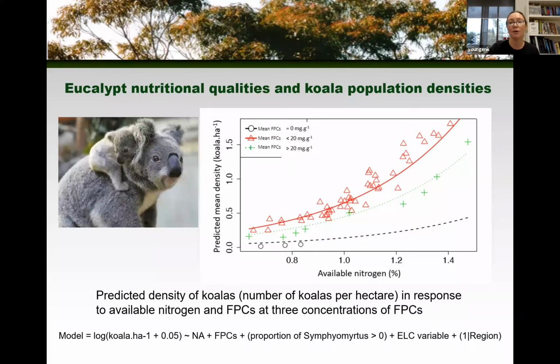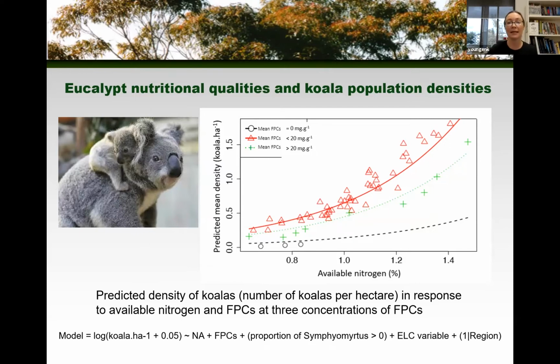Formylated phloroglucinol compounds, FPCs, are a class of plant secondary metabolites made by some of the koala's favorite eucalypts. In high enough concentrations, though, they deter feeding. You can see this effect in the green line on the graph. This line includes transects where the average concentration of FPCs was above the amount we expect to have a noticeable influence on food intake. Population densities at these sites were lower than what would have been expected if we were looking at available nitrogen alone.